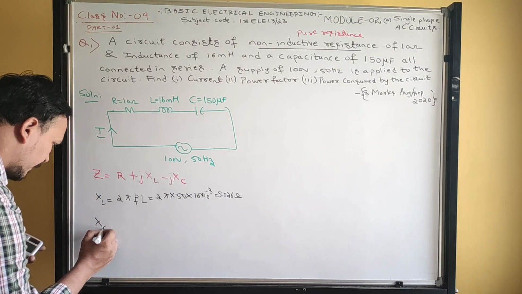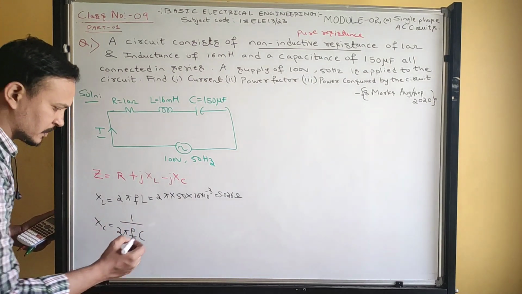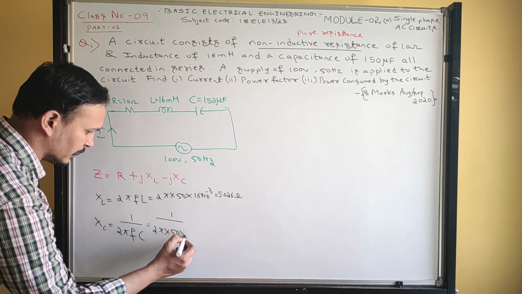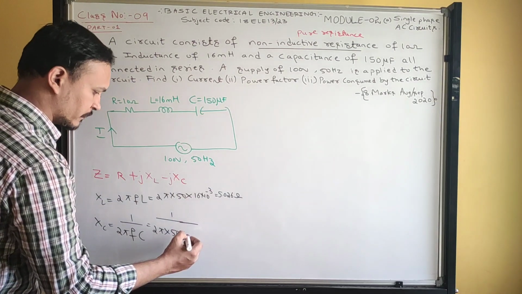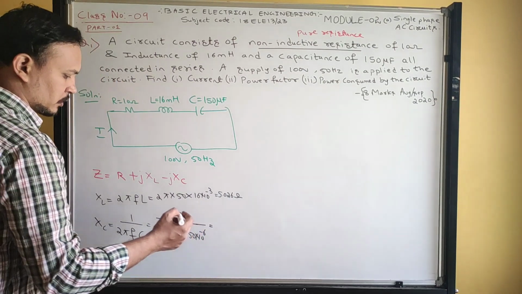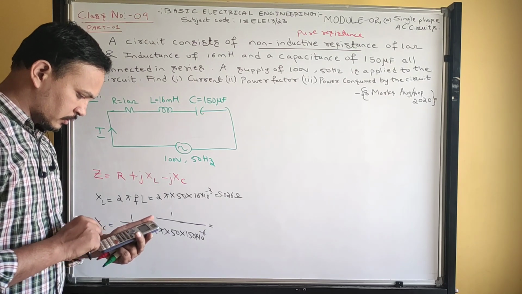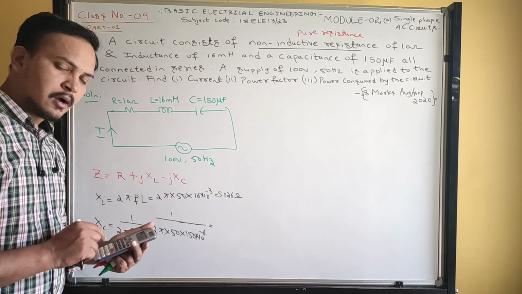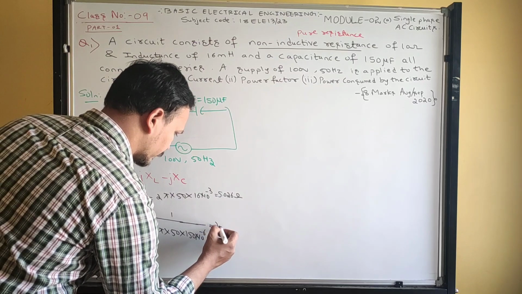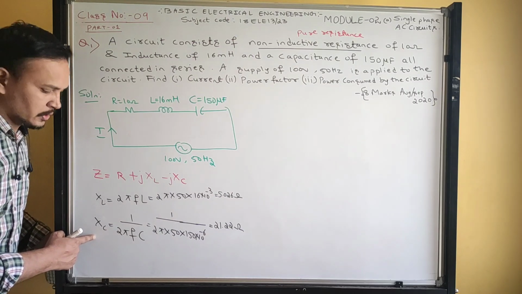Now calculate the capacitive reactance. What is the formula for capacitive reactance? 1 upon 2 pi f C. So 1 divided by 2 into pi into 50, the frequency, into the capacitance value given, 150 microfarad, that is 150 into 10 to the power of minus 6. Do this in the calculator and let's see what we will get. 1 by 2 pi into 50 into 150 exponential minus 6. How much did you get? Very good. 21.22 ohms. So the capacitive reactance is 21.22 ohms.